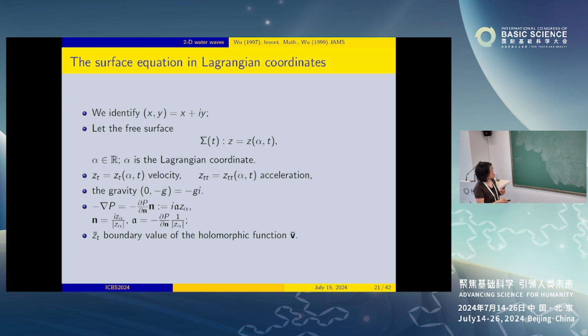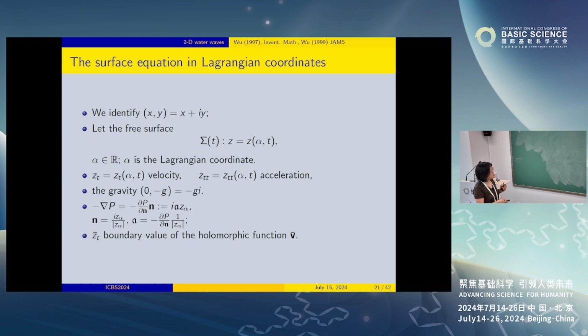The interface we write as z equal to z(alpha, t), where alpha is a Lagrangian coordinate. Then z_t means velocity, taking the derivative in t. If I take 2 derivatives in t, I get acceleration. Basically, I try to write down the Euler equation on the interface. The acceleration is z_tt. The gravity in complex variable is minus g i. Later on, I'm going to take this little g as 1.